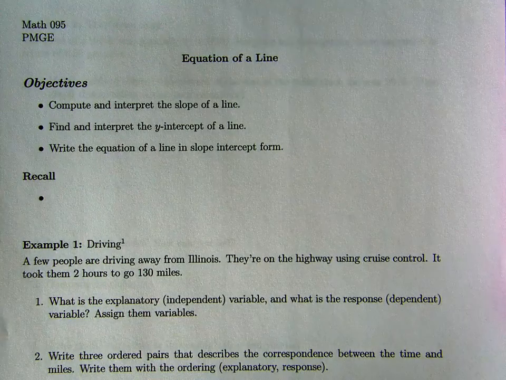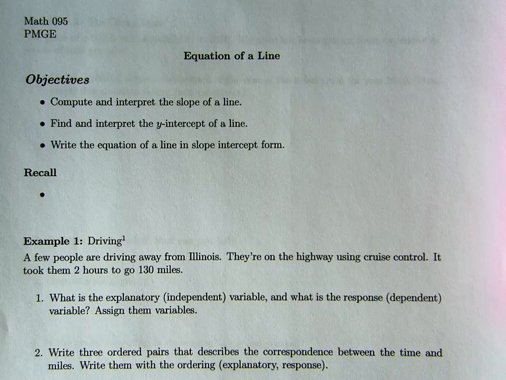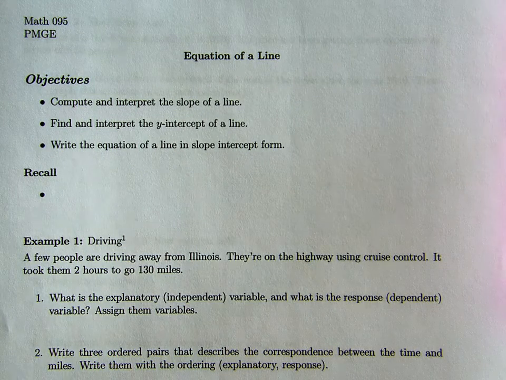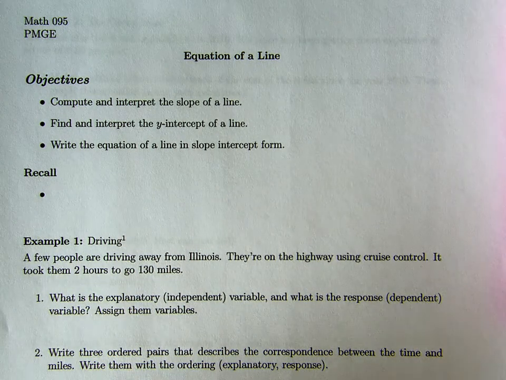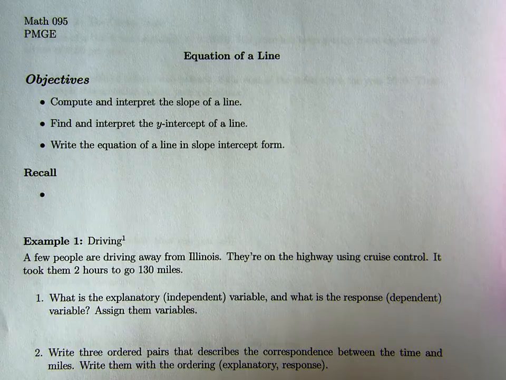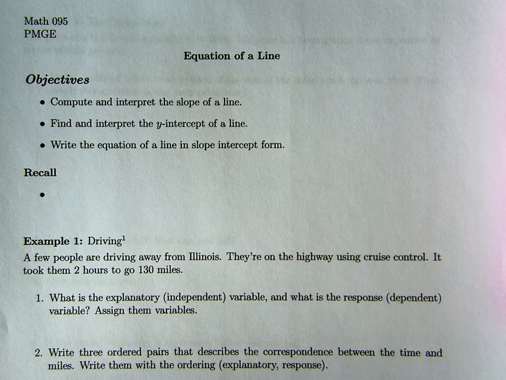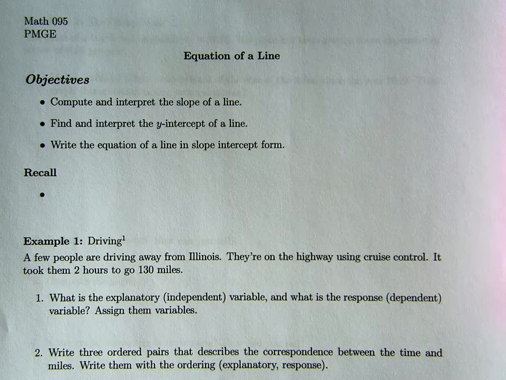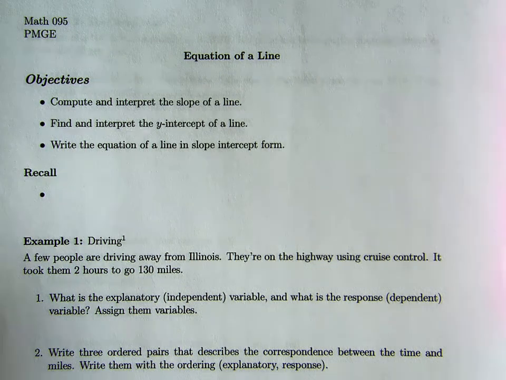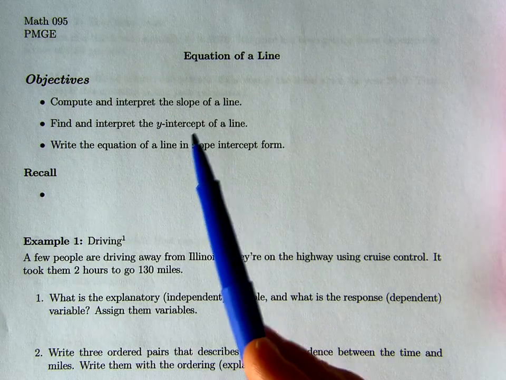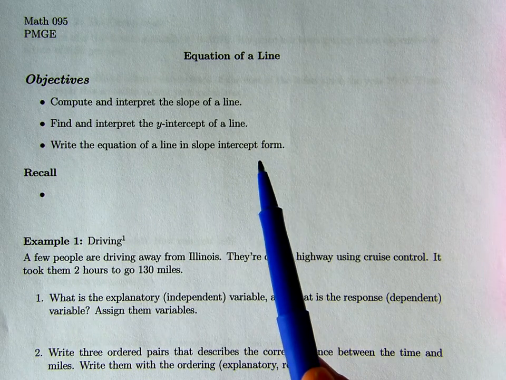Okay, in section 3.2, we're going to talk about the equation of a line. We're going to compute and interpret the slope, which we actually talked about previously, but do it again. We're going to find and interpret the y-intercept of a line. And we're going to write the equation of a line in slope-intercept form. So the slope, the intercept, equation, and slope-intercept.